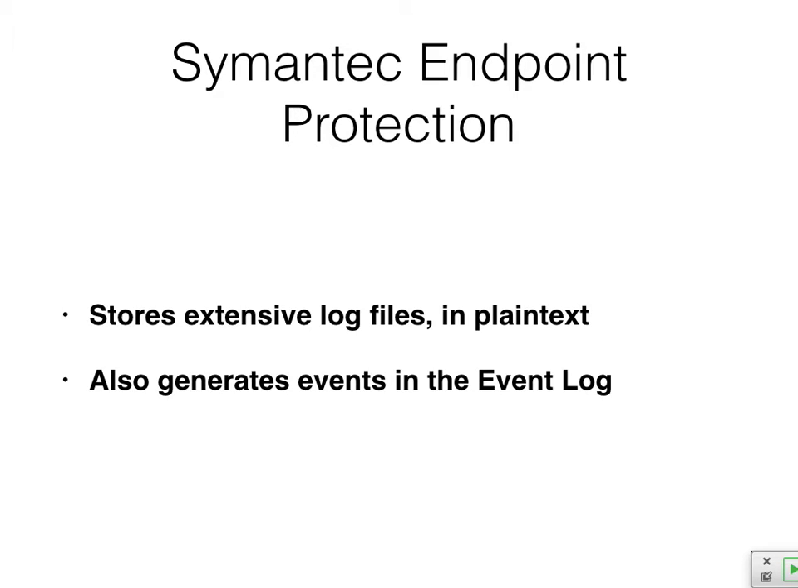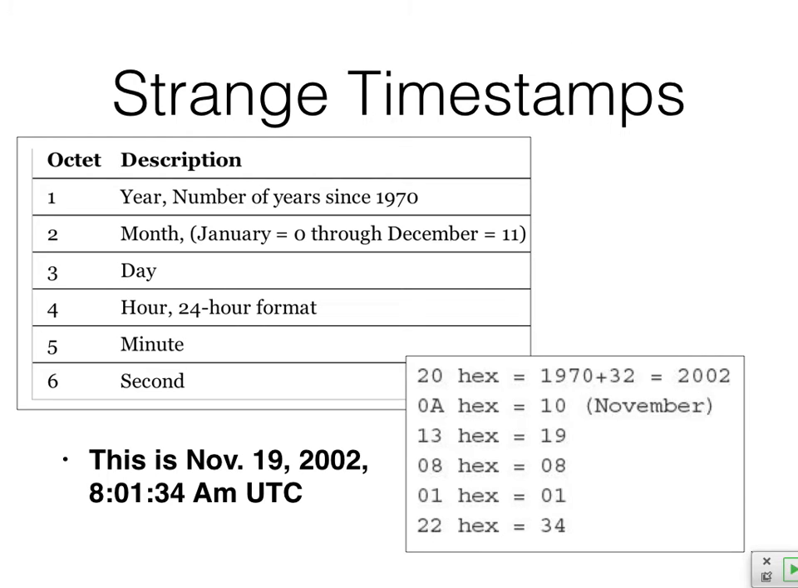It's got extensive plain text logs. It also puts events in the event log. I think this is probably because it's a very old product. They invented their own screwy way to record dates, which looks like a cheap imitation of Unix dates. They start counting dates in the beginning of 1970, like Unix, but instead of just having a number of seconds since January 1st, 1970, like Unix, they tried to make it friendlier and made it very strange.